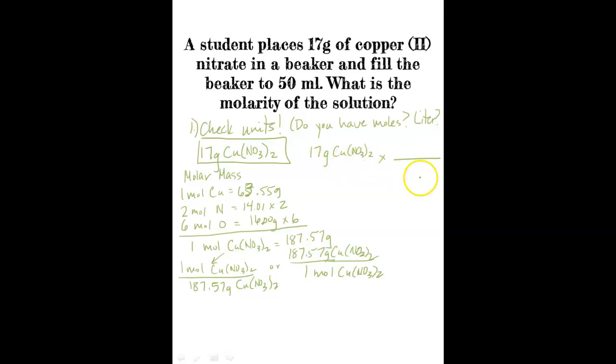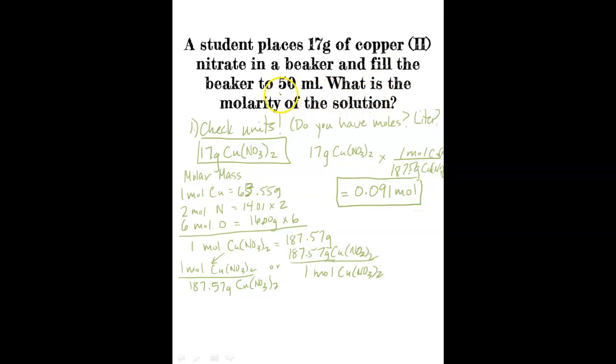So I have grams of CuNO3. I'm going to put 187.57 over 1 mole CuNO3, and I know that's going off on the page. And my answer is that I have, in this case, 0.091 moles. So let me put a box around that.